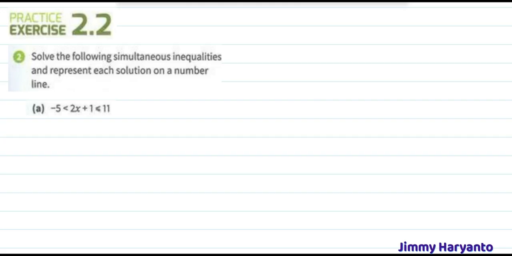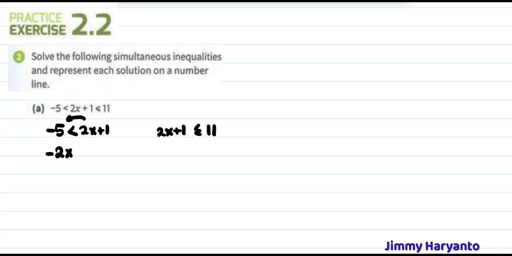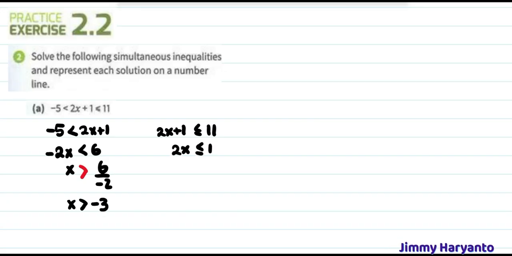And then next is question 2. For this one I have to separate it like this. Negative 5 less than 2x plus 1 and also 2x plus 1 less than or equal to 11. Okay, for this one I'll move the 2x, so you'll have negative 2x on the left hand side, and then move the negative 5, so 1 plus 5 equals 6, and then x is 6 divided by negative 2. You have to flip the sign, and then you'll have x greater than negative 3. And then for this one I will move the 1. 11 minus 1 equals 10, and then 10 divided by 2 equals 5.